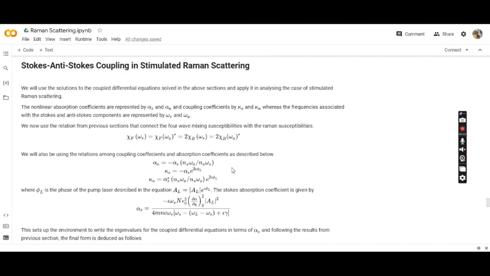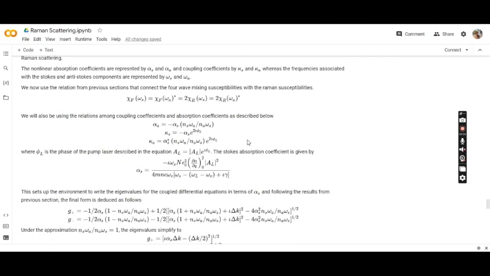In our case, we will replace omega 1 with omega s, the Stokes frequency, and omega 2 with omega a, the anti-Stokes frequency, and similar logic applies to the absorption and coupling coefficients represented by alpha and kappa respectively. We know from the previous sections that the susceptibilities related to four-wave mixing and Raman susceptibilities are related by a factor of 2, whereas for omega s and omega a, the susceptibilities are related by complex conjugation, and that is described in this compact equation. We will also be making use of the relations that connect the coupling and absorption coefficients to one another, that is alpha A to alpha S, kappa S to alpha S, and kappa A to alpha S star.